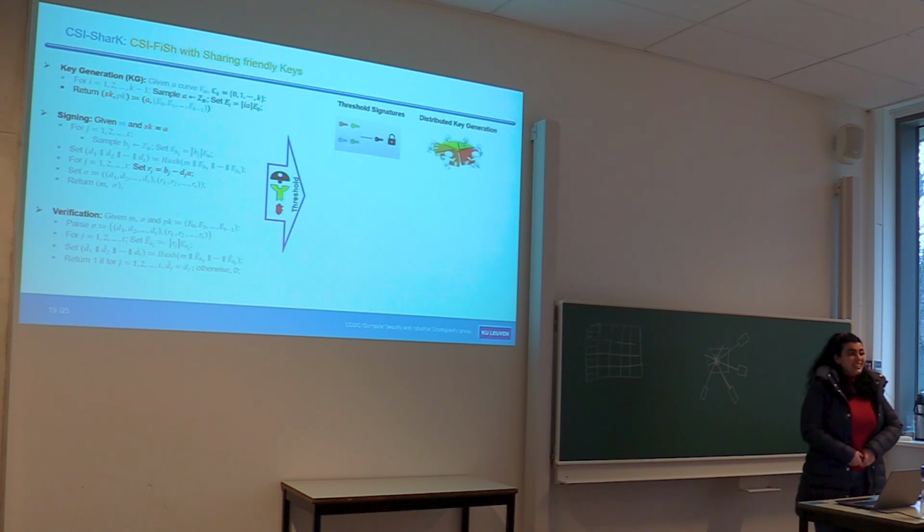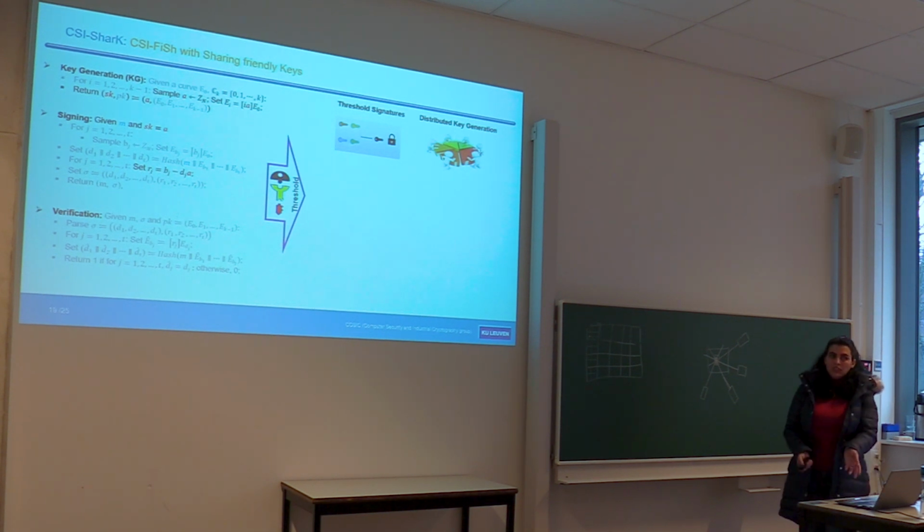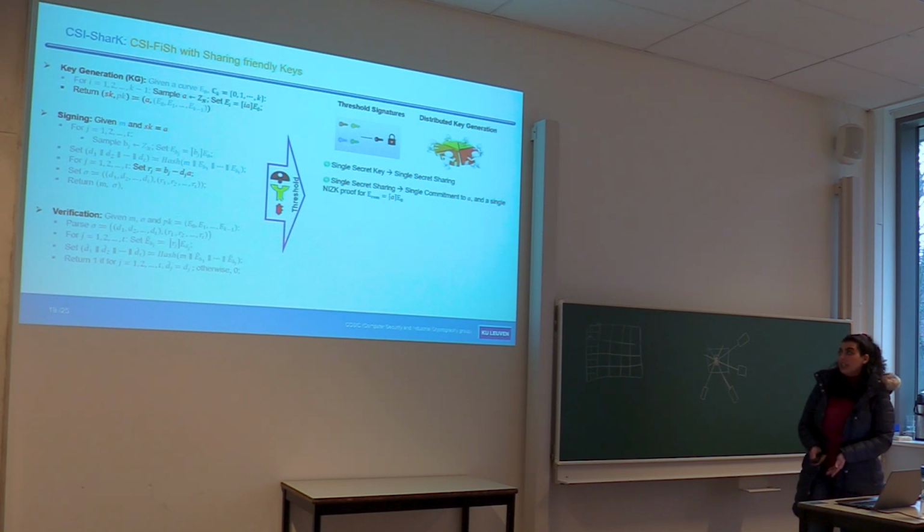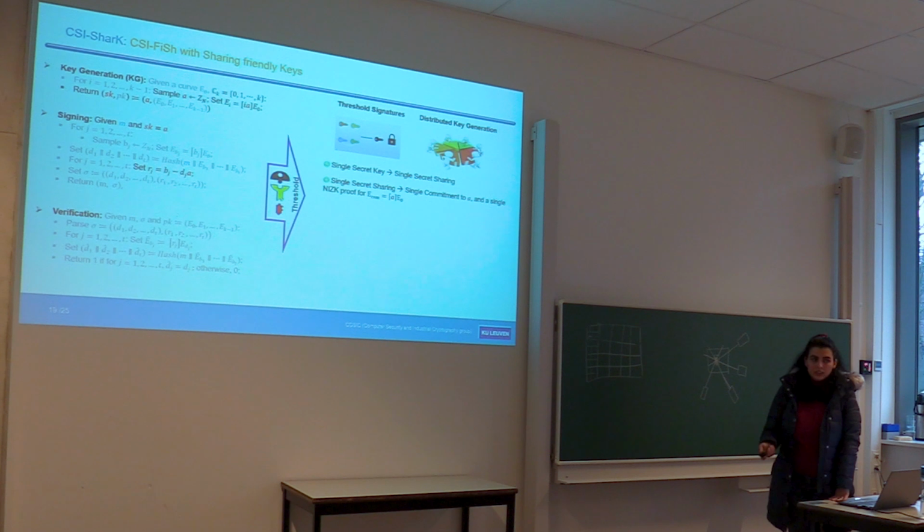Why are they sharing-friendly keys? Because it shows its performance in the threshold version of the signatures or in distributed keygens. Because we have one single secret key, we need to do secret sharing just once. We have a single secret sharing, so we decrease the communication a lot, and we need fewer zero-knowledge proofs.